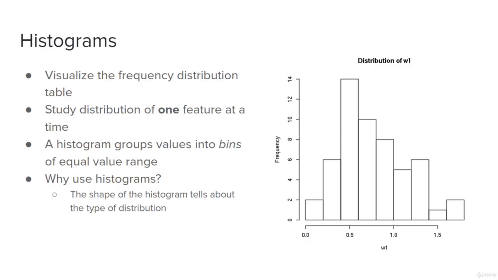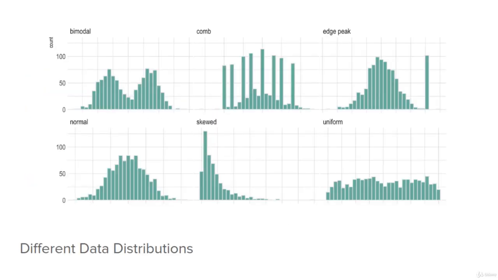So after visualizing the distribution, we're going to see the shape of the distribution, and then we're going to reason with it, extract insight, and get more information about that particular feature. So these are the different types of data distributions we see over here. We have bimodal, comb, edge, peak, normal, skewed, uniform.